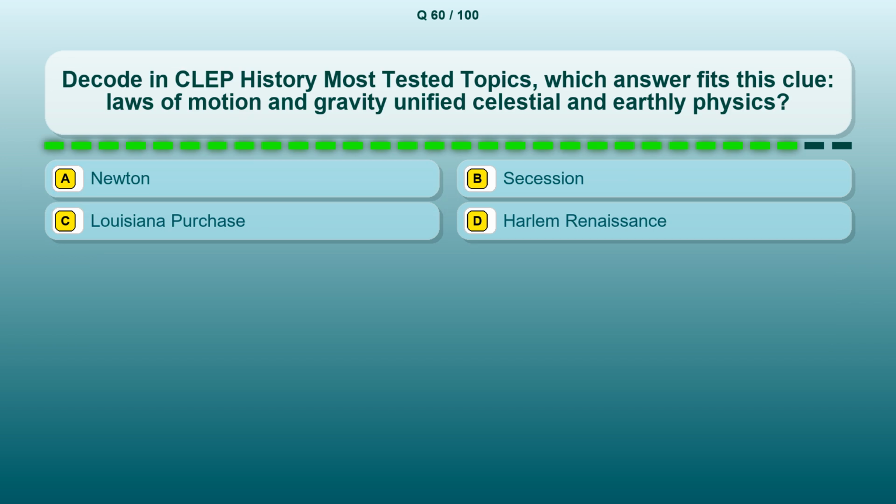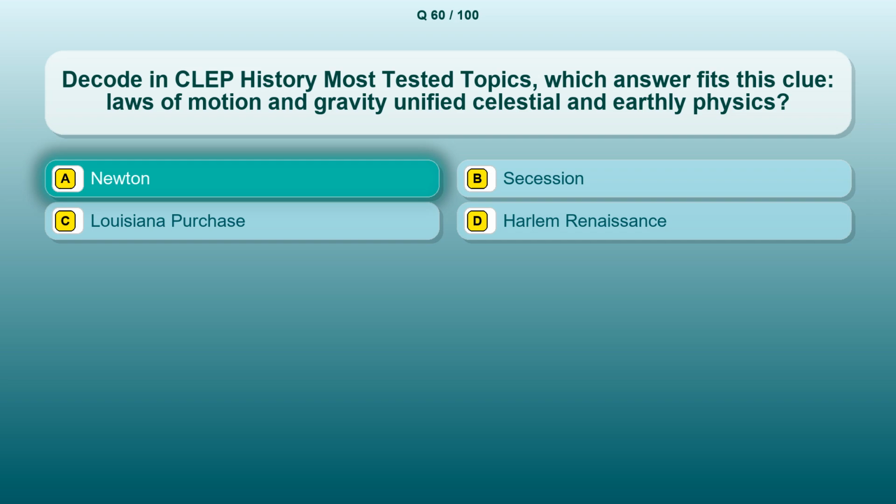Question 60. Decode in CLEP history most tested topics. Which answer fits this clue? Laws of motion and gravity, unified celestial and earthly physics. Option A, Newton. Option B, secession. Option C, Louisiana Purchase. Option D, Harlem Renaissance.